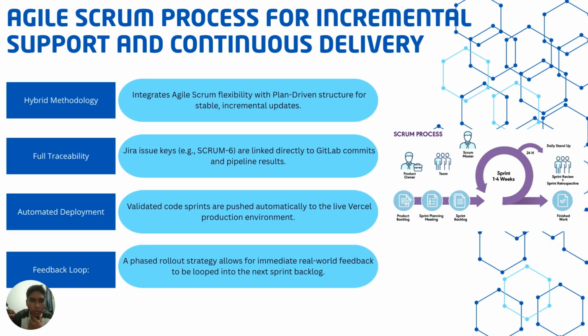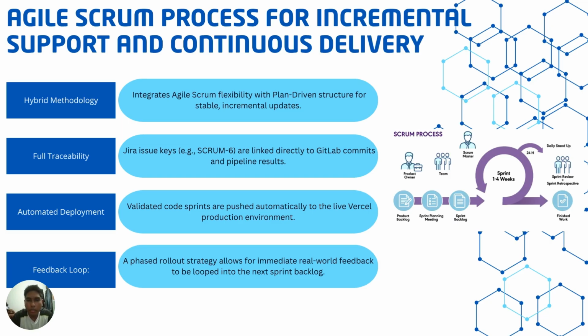Second is full traceability. Between our planning and our code, we use Jira Cloud to manage our sprints, and it is seamlessly integrated with GitLab. Whenever a developer pushes a code update, they tag the commit with a specific Jira issue key, for example, SCRUM-6. Because of this, every single code change is permanently linked to its original task and pipeline result.